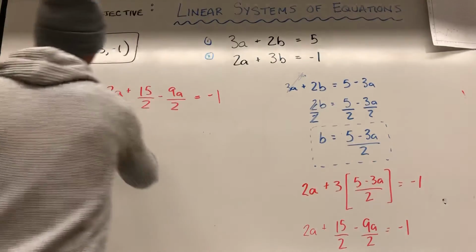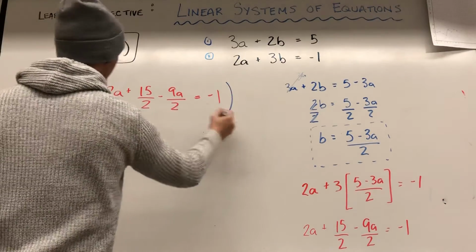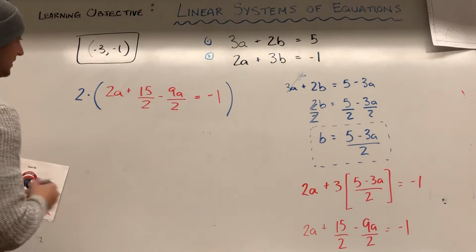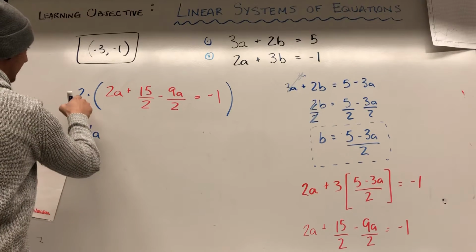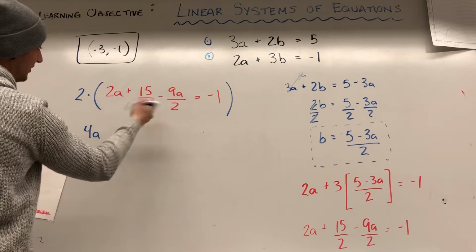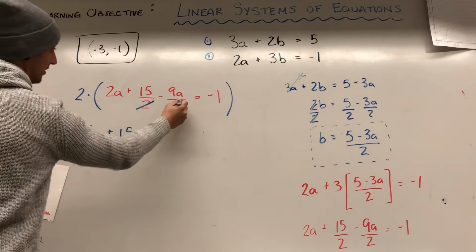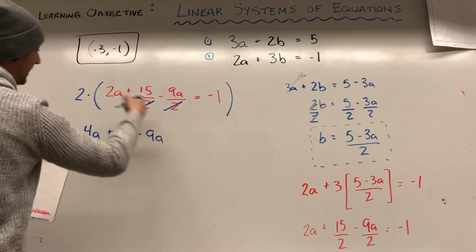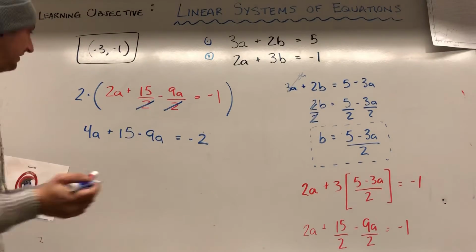Well, I can multiply the whole equation, because what I do to one side I have to do to the other. I can multiply everything by 2. And in doing so, this is what happens. I'll get 2 times 2, I'll get 4a, and then this 2 is going to cancel with this, because 2 times 15 is 30, divided by 2 is 15, so plus 15. The same thing happens here, because 2 times 9 is 18, divided by 2 is 9, so that goes away, and then I just have equal to negative 2, because 2 times negative 1. Now I can work with this really easily.